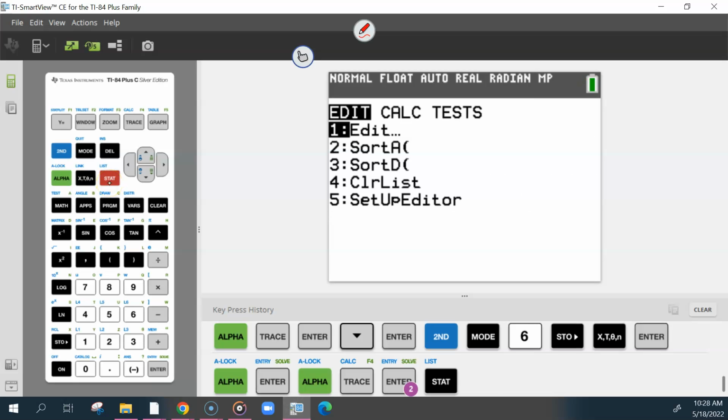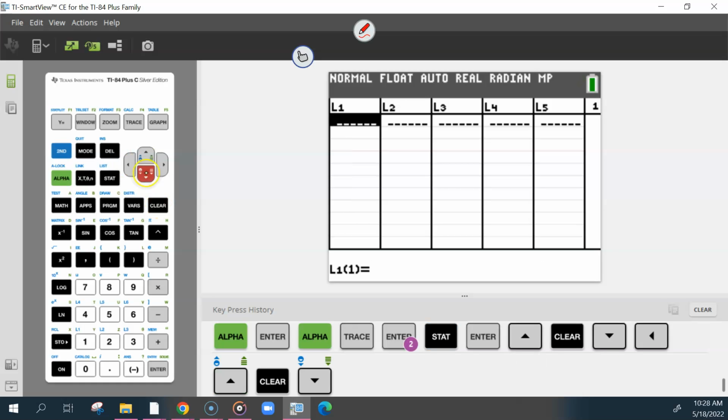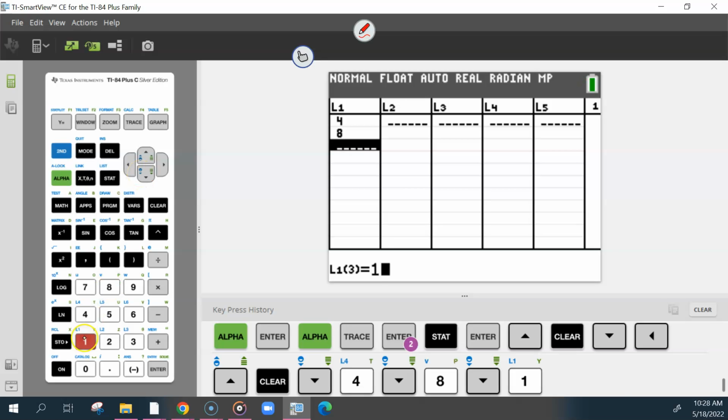I'm going to go into stat, go into edit. I'm going to clear out my list. Clear, not delete. And then put in all of this data. Actually, 8, 9, 10.